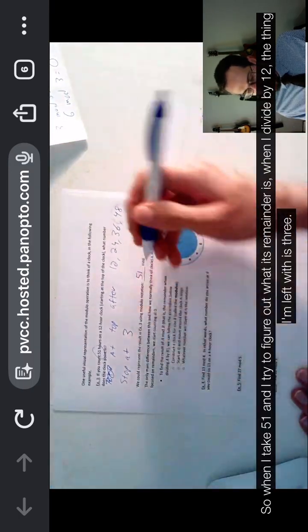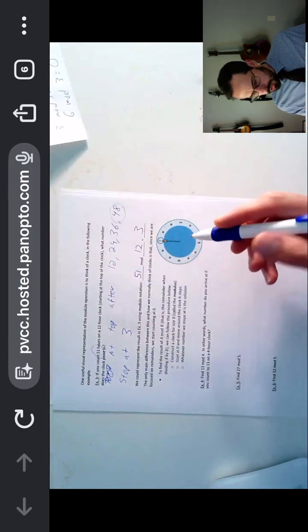And really, when we think about this, what we have just done is the modulo operation. We wanted to figure out, if I divide 51 by 12, I'm going to get some number of even complete cycles and then have something left over. So when I take 51 and I try to figure out what its remainder is when I divide by 12, the thing I'm left with is 3. So sometimes modular arithmetic is called clock arithmetic, because we're really thinking about all of the numbers as being on a clock.